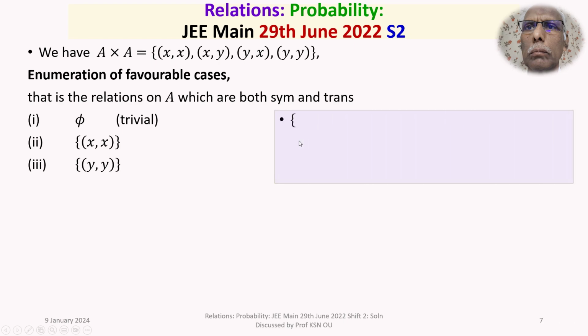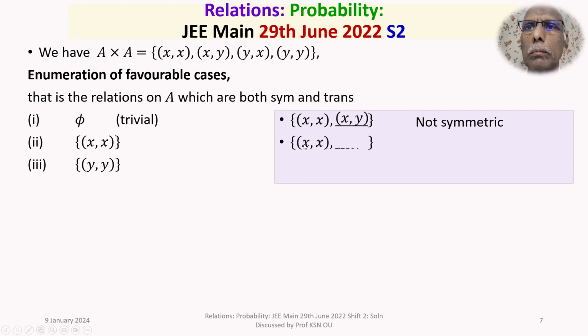Let's say we have taken x comma x and we are looking for another ordered pair such that this is a relation, because it is a subset of A cross A. Is it symmetric and transitive? So we will fill up this blank. First let me fill it with x comma y. Yes, this is possible. Now, is it symmetric and transitive? It is not symmetric. X comma y is there, y comma x is not there. Therefore, it's not symmetric, so it is ruled out.